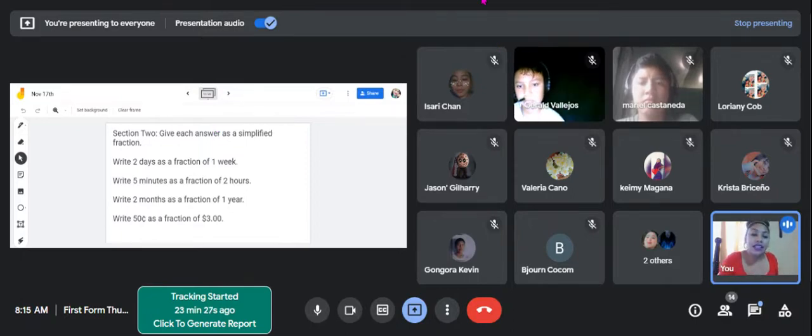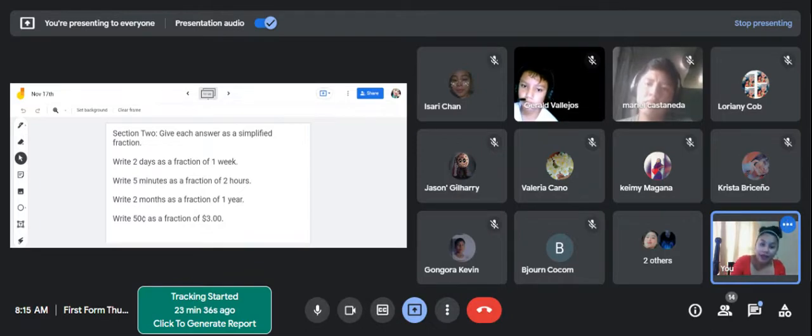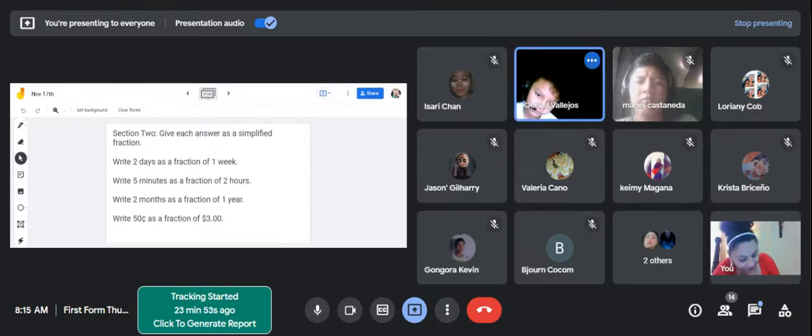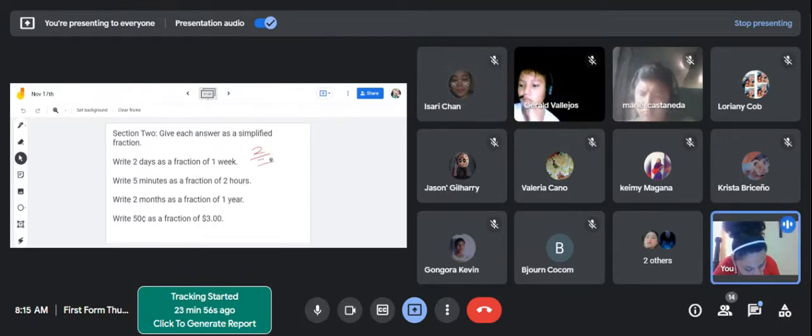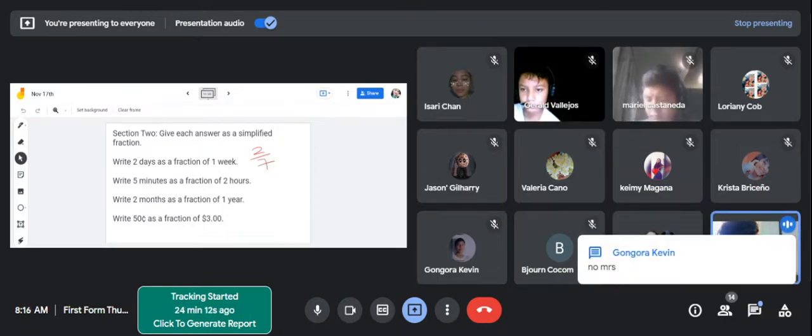So this one, I ask you to think a little bit more because I cannot put 2/1, because that won't be correct, because that will be 2 days over 1 day. But that's not what the question is telling me. It is telling me 2 days over 1 week. So how many days are in 1 week? Seven. Yeah, very good. So what would be my fraction? 2/7. Very good. Now, can I reduce that? No, you cannot reduce it. So that question remains like that.